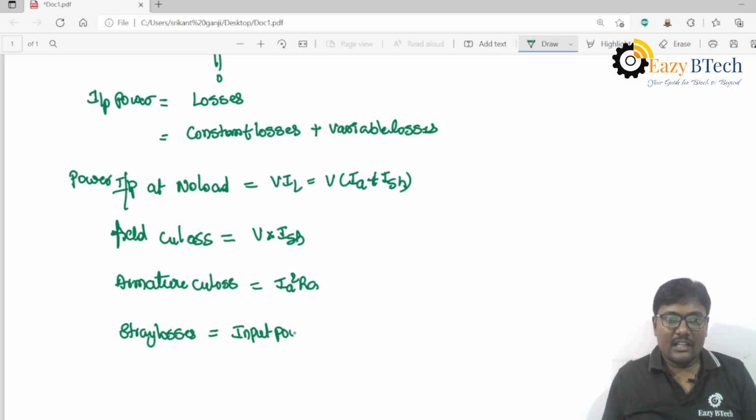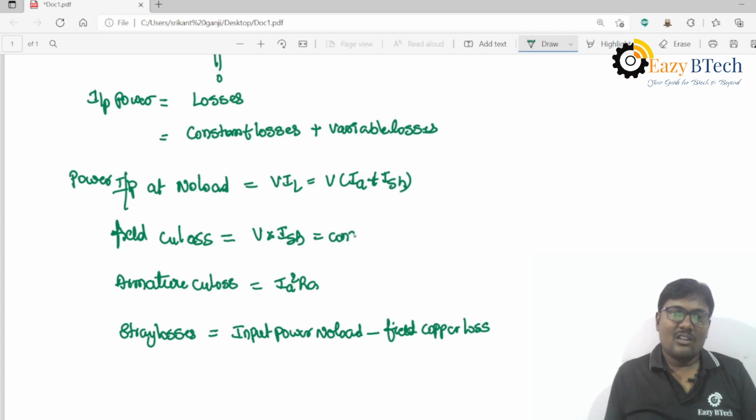So we can define now stray losses is equal to input power at no load minus field copper loss, and this is also called constant losses. Why? Because ISH is constant and V is also constant, minus no load armature copper loss.